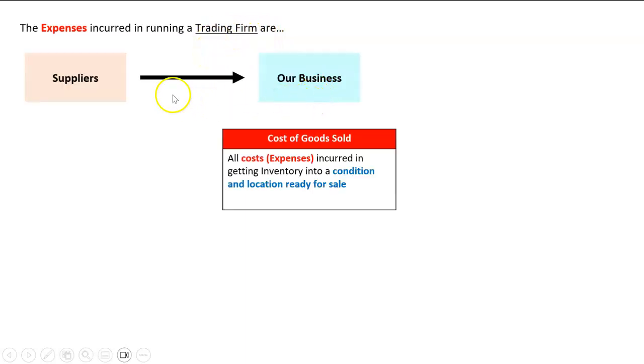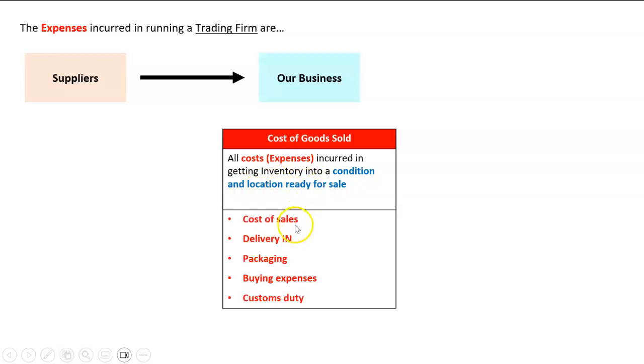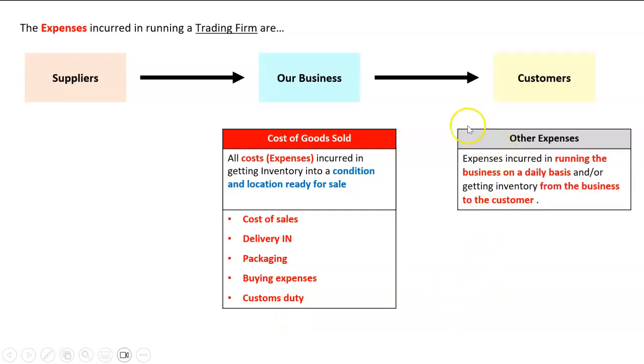What we already learned is that any cost to get the inventory from the supplier to our business, to get inventory in a condition and location ready for sale, is called a cost of goods sold. And it's going to be things like cost of sales, delivery in, packaging, buying expenses, customs duty, could be other things, but that's some of them. And then we said there's other expenses, and you can think of it as getting the inventory from the business to the customer. In other words, expenses incurred in running the business on a daily basis and or getting inventory from the business to the customer. So we already know that.